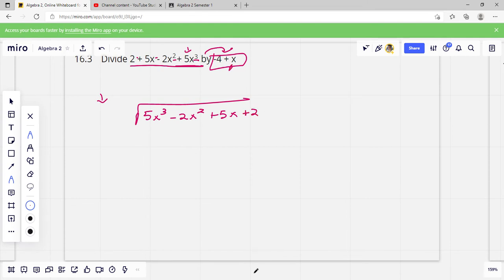This one we want to do the same thing. And our highest variable is just x. That'd be x to the 1. And this would be like x to the 0, right? So it's going to be x minus 4. See how I put my x first, right? And then my negative 4.